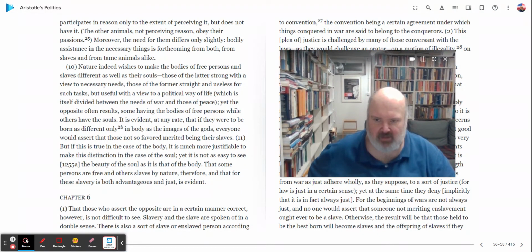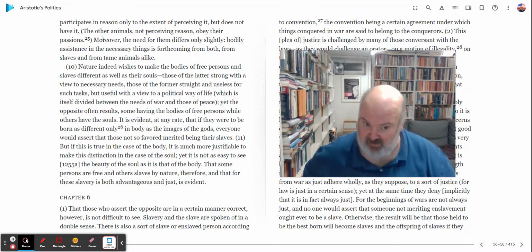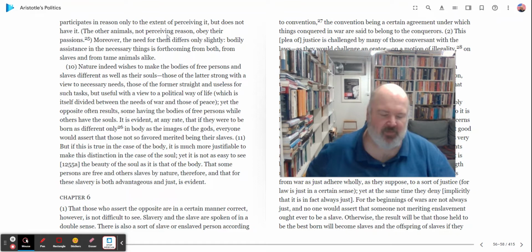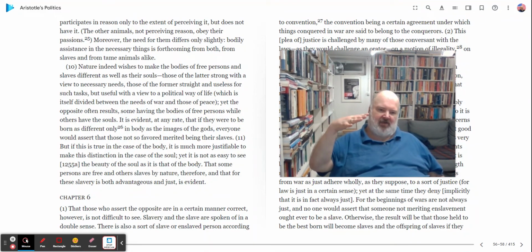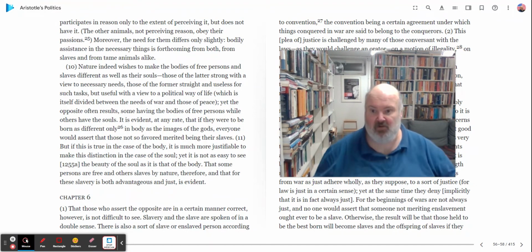but rather arguing that the other animals don't even have the capacity to perceive reason. They just obey their passions. Whereas the slave at least perceives it, but doesn't have the ability to engage in it or do it. Animals are merely governed by habit and instinct, whereas they don't perceive reason. Humans do. The natural slave, though human, still perceives it. He just doesn't possess it.